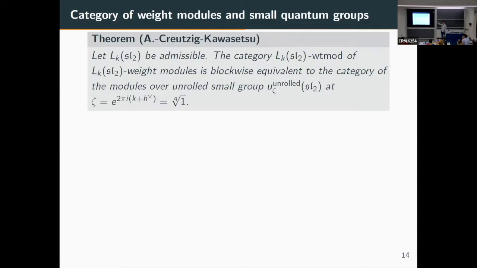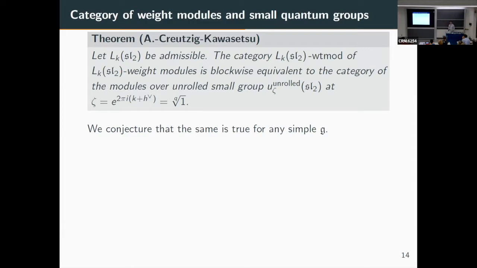But the point here is that you consider the representations as a vertex operator algebra. As long as you consider representations of the simple affine vertex algebra, then the category becomes very nice and becomes a highest weight category, and becomes equivalent to the category of modules over small quantum groups, blockwise equivalent. So far we can prove this only for sl2, but we conjecture that the same is true for any simple Lie algebra.